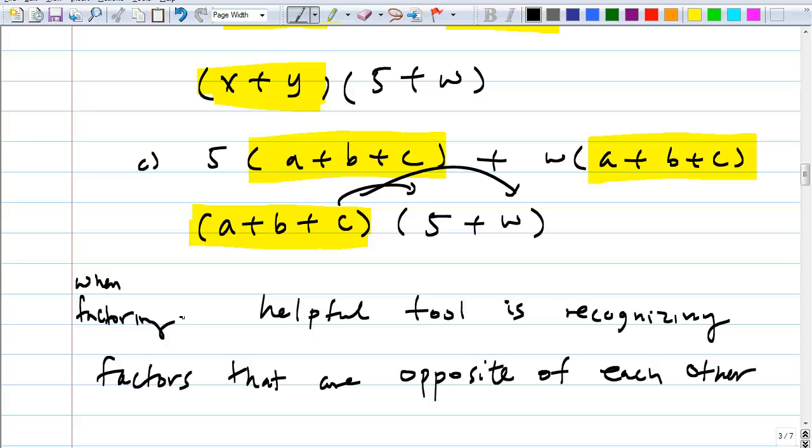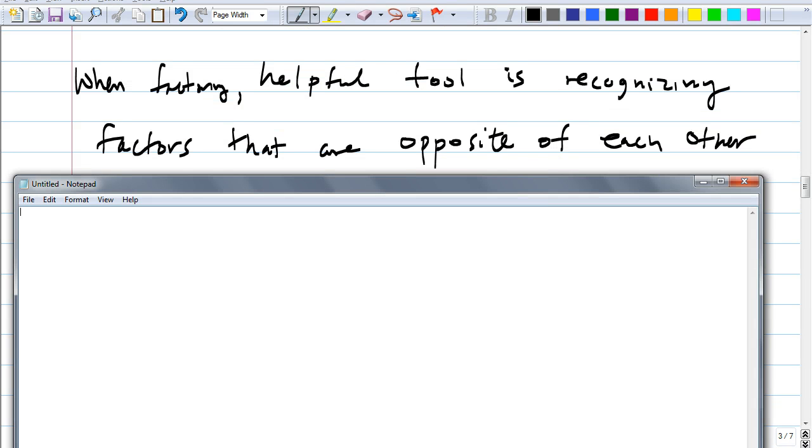How do you know if something is opposite of something else? Hello? Oh, you're writing this down? Let me give you a hint. Let me give you more time. Go ahead, write it down. Let me say that again. When factoring, it's helpful to recognize factors that are opposite of each other, okay?